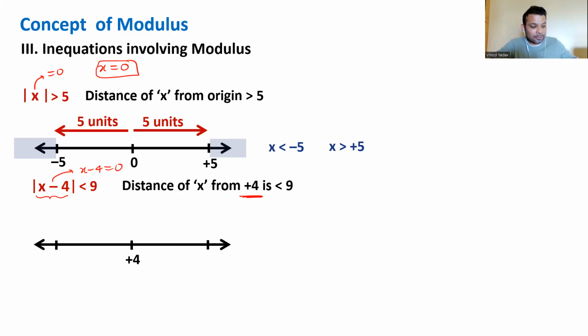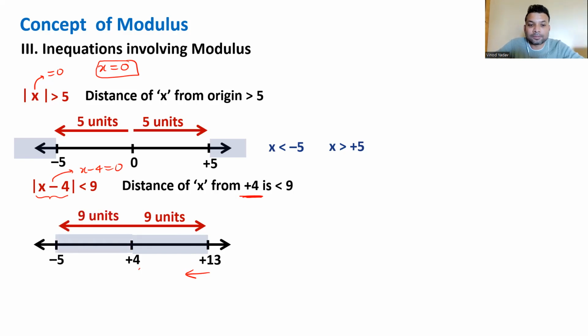On this side, if you travel 4 plus 9, 13. So you will reach 13. But if I go beyond 13, distance will increase. But I want the distance to be less. So I should stay inside 13, to the left of 13. So all the values of x to the left of 13 will satisfy that condition. And on this side, if you travel a distance of 9 units to the left of 4, so 4 minus 9, that point will be minus 5, isn't it? If I keep going beyond, distance will increase, but I want the distance to be less. So I should be staying to the right side of minus 5.